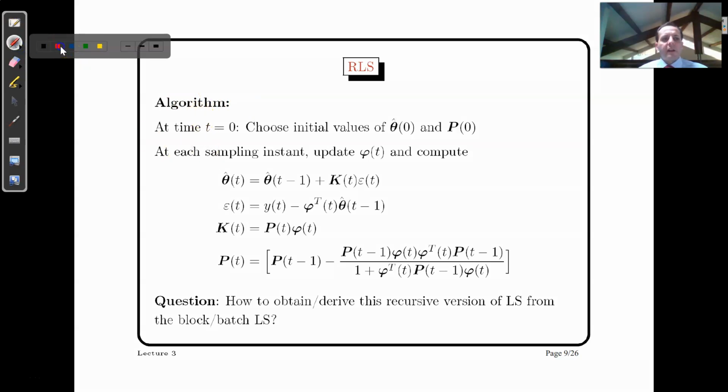Of course, as a recursive algorithm, we need some initial conditions. At the instant t 0, at the beginning of your algorithm, you choose the initial values of your estimate. Normally, if you don't know anything about your estimate, the initial value of the estimate is equal to 0, because you don't know anything about the initial condition, the initial estimate.